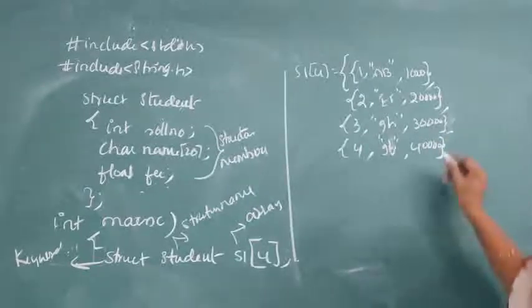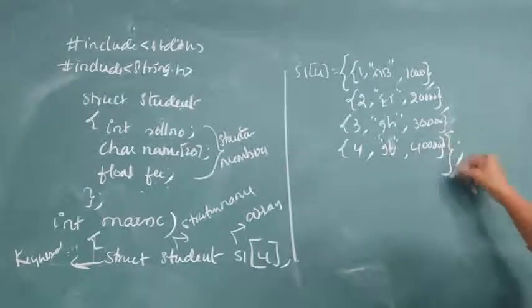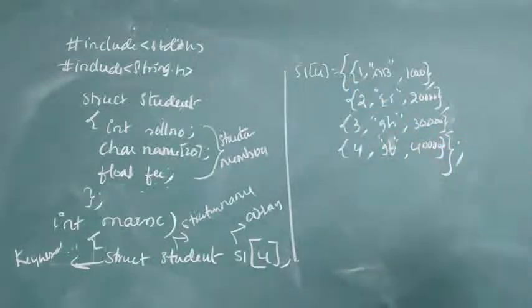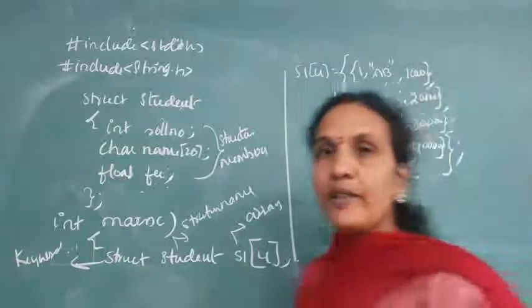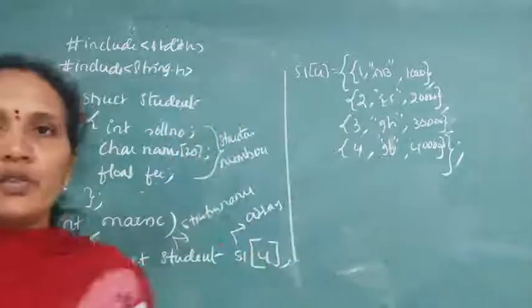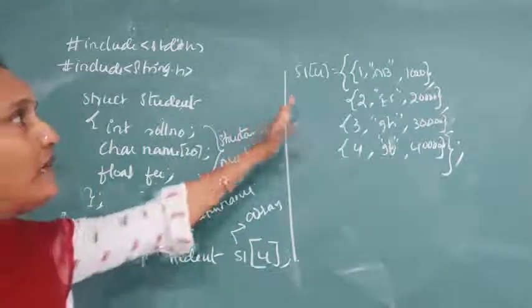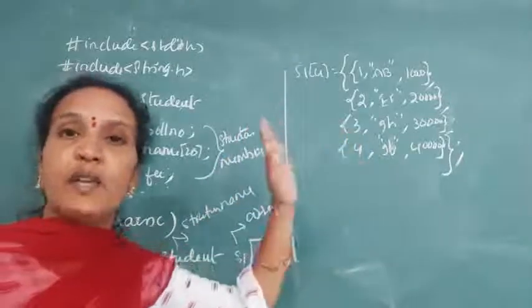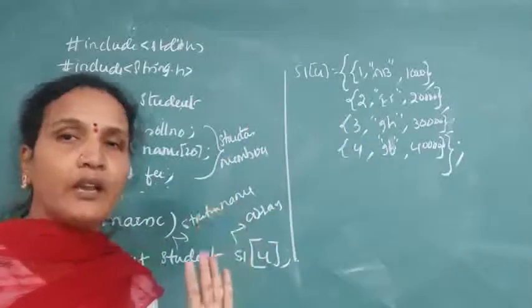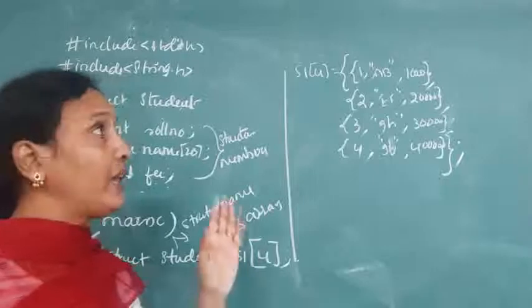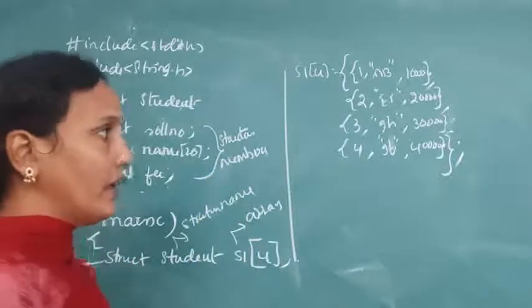After closing the fourth record, you close the main bracket. This one. So 4 students data is there. Understood? 4 students I am declaring as an array. Next I am assigning values. It is similar to a 2-dimensional array once you go through a 1-dimensional array. Okay. Now it is over.